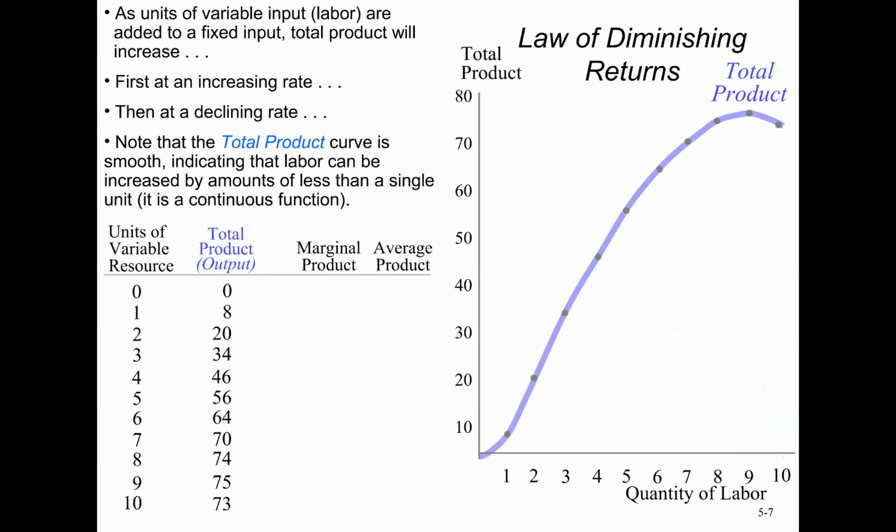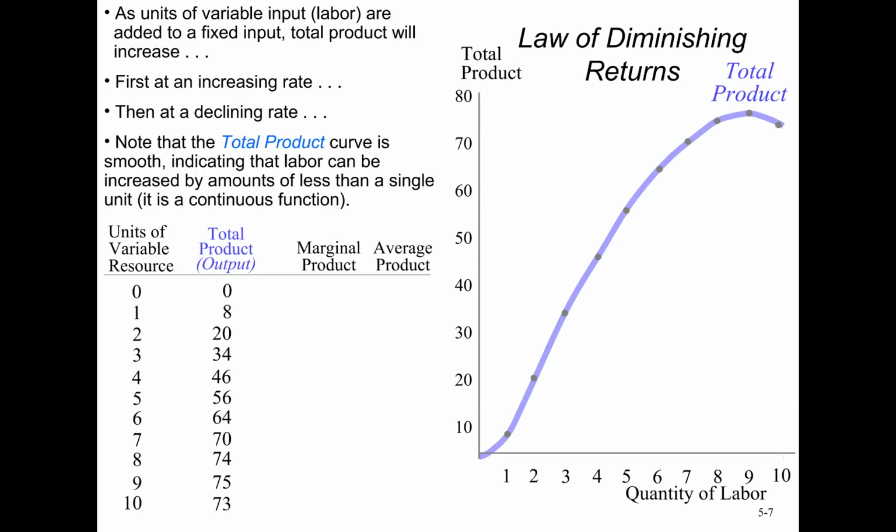Yes, we can hear you. Okay, thank you. So I was explaining the law of diminishing returns, and explained that as you keep adding a variable input to a fixed input, the total product will increase to start with at an increasing rate, then it will increase at a declining rate. That's what the law of diminishing returns means.